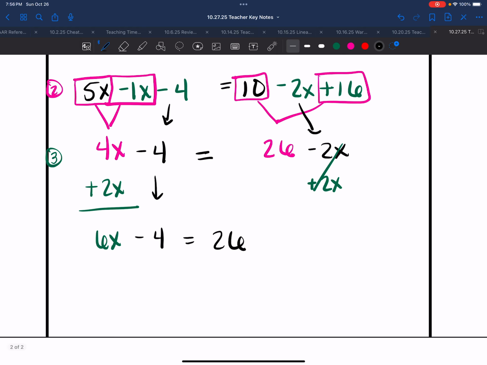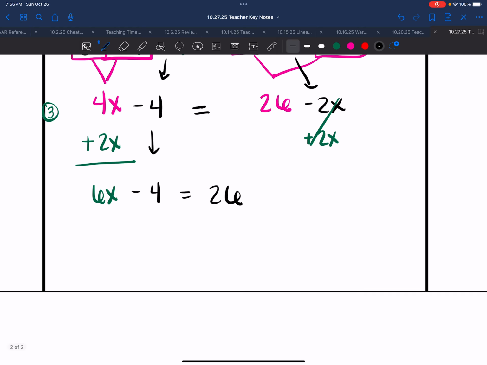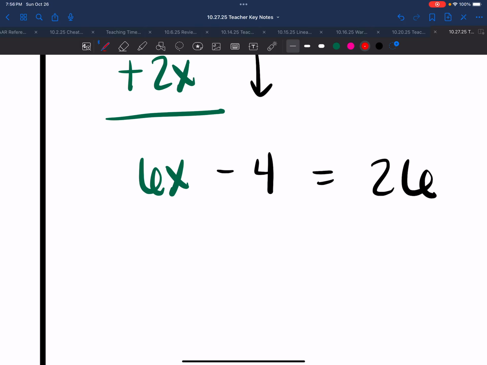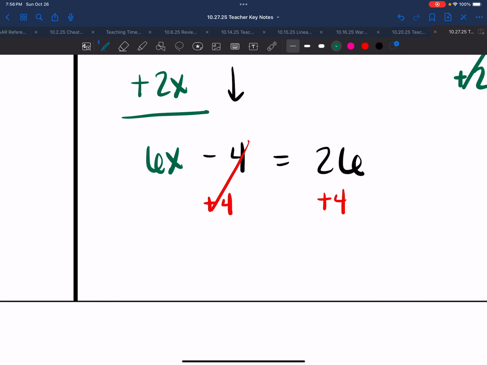And I need to move all the numbers to the right. So now there's just the number without the variable, I should say. Then I'm going to do minus 4 plus 4 plus 4. And then I am going to drop down the 6x equals, okay, and then you're going to do 26 plus 4, which is going to be 30.